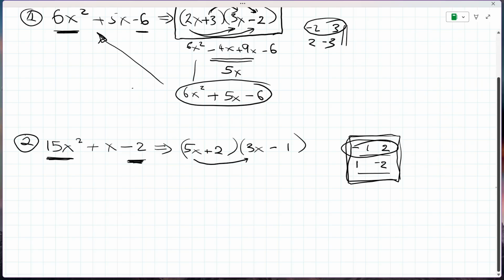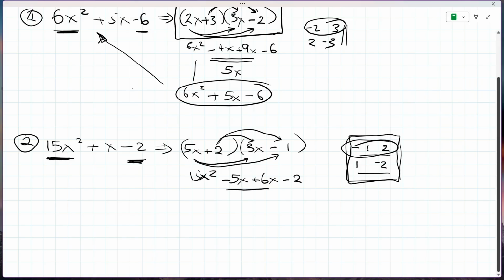5x times 3x will give us 15x squared. That one we did right from the beginning. Then we have 5x times negative 1. This will be minus 5x. And then we have 2 times 3x. This will be positive 6x. And then 2 times negative 1. That one will be negative 2, as we saw in the beginning.